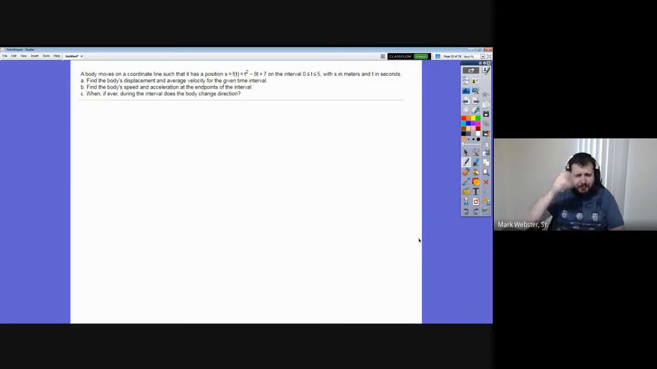All right. So the first thing we want to do is find the body's displacement and average velocity for the given time interval. So we want to know from 0 to 5, how far did it get away from its starting point? Right? So for part A, with the body's displacement, let's find out what S is at 0. And we plug that in and we see that it was 7, right?